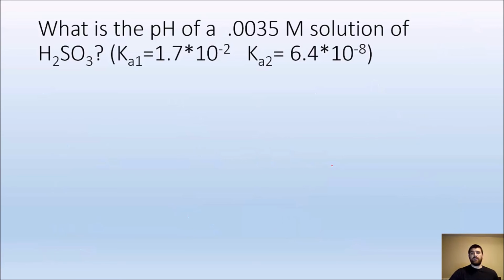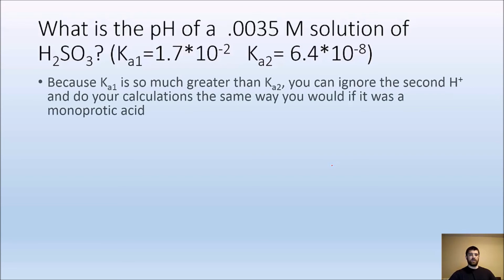All right, so what is the pH of a 0.0035 molar solution of H2SO3? And they give us the two Kas there. Because Ka1 is so much greater than Ka2, we can ignore the second one. 10 to the minus 2, 10 to the minus 8, that's a greater difference than 10 to the third. So we can ignore the second proton.